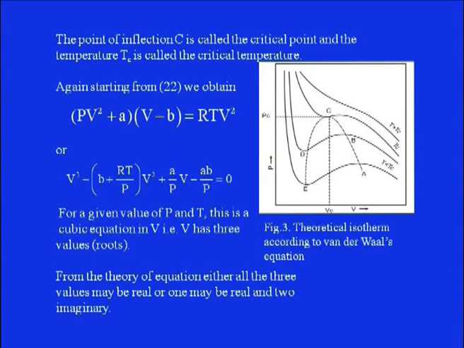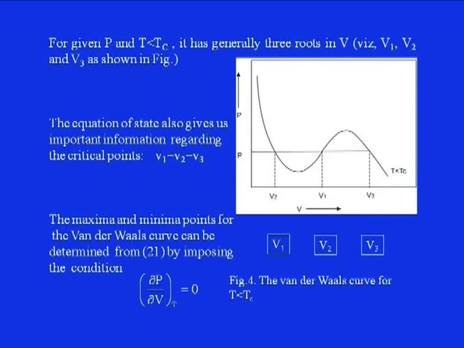So, for a given value of P and T, this is a cubic equation in V. So V has three roots or three values. As we know from the theory of algebra, all three roots may be real, or two roots are real and one is imaginary. So, let us see. For a given P and T, if T is less than Tc, the critical point, it generally has three roots V1, V2, V3 as shown in Figure 4.